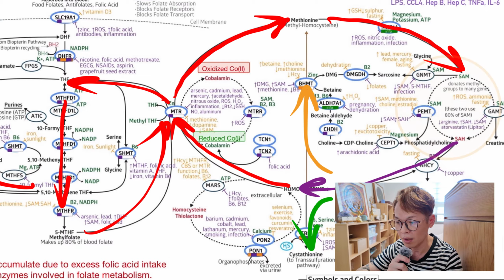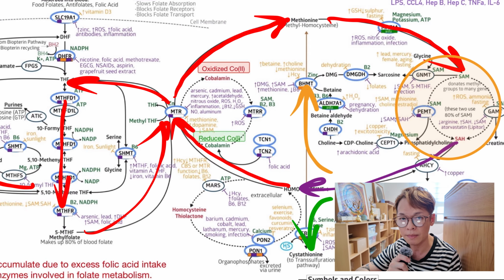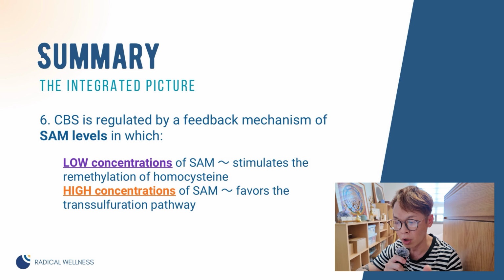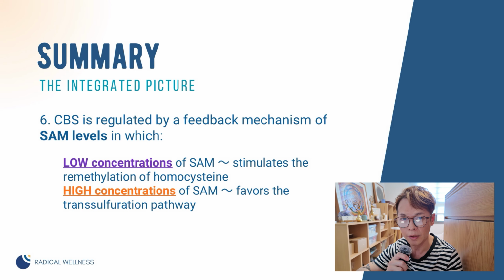All these pathways interplaying with one another is an elegant system that ensures methylation, a process fundamental to life, is precisely tuned to the cell's moment-to-moment needs, with SAH acting as a central report card to maintain perfect balance. CBS is regulated by a feedback mechanism in which a low concentration of SAM stimulates more of the remethylation of homocysteine, whereas a high concentration of SAM favors more the transsulfuration pathway.